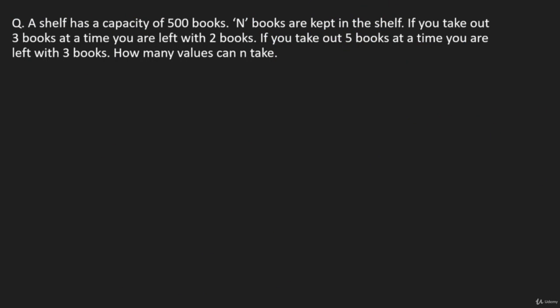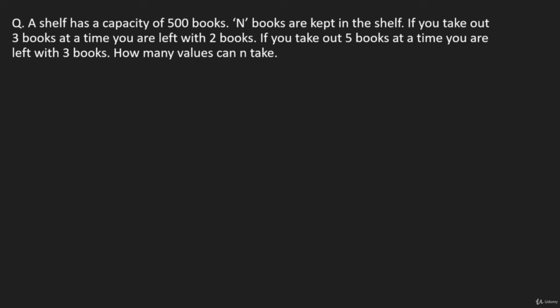Hi students, let's do this question. A shelf has a capacity of 500 books. N books are kept in the shelf. If you take out 3 books at a time, you are left with 2 books. If you take out 5 books at a time, you are left with 3 books. How many values can N take? Pause the video, give it a try, and then we'll do it together.